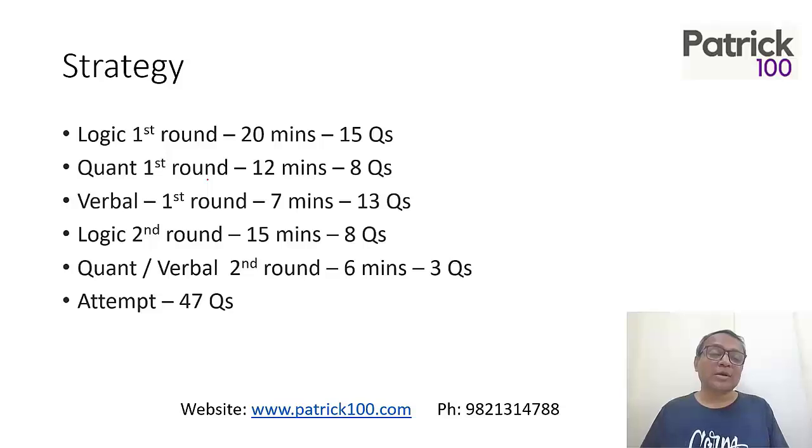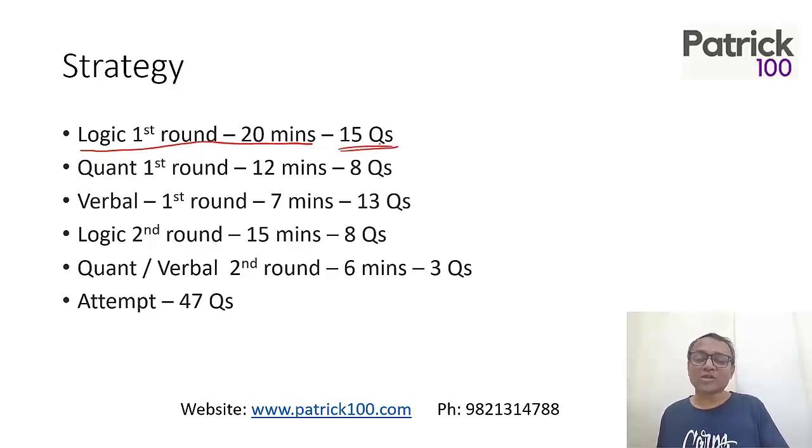So, looking at the overall plan, one way to solve is to spend about 20 minutes on logic in the first round, where you solve around 15 questions. Whatever you can solve fast. Don't try to solve all the logic questions because that will consume a lot of time. But if you take the easier logic questions, you can solve 15 questions in 20 minutes. Then come to quant, spend 12 minutes, and solve the easier 8 questions among the lot. Then come to verbal.